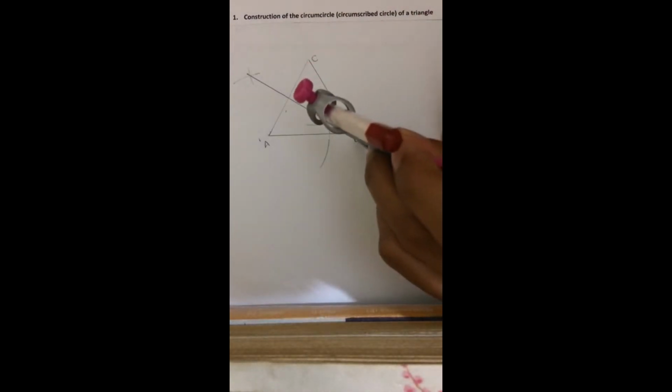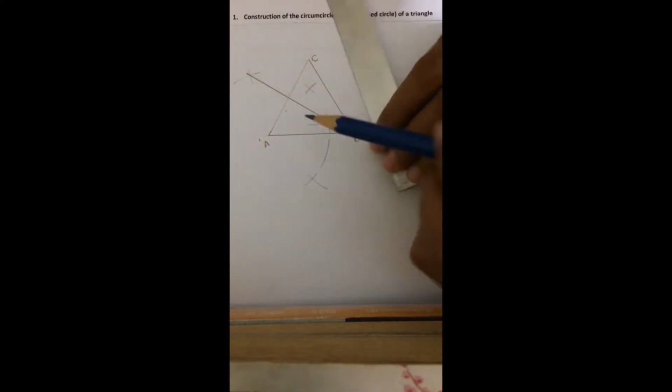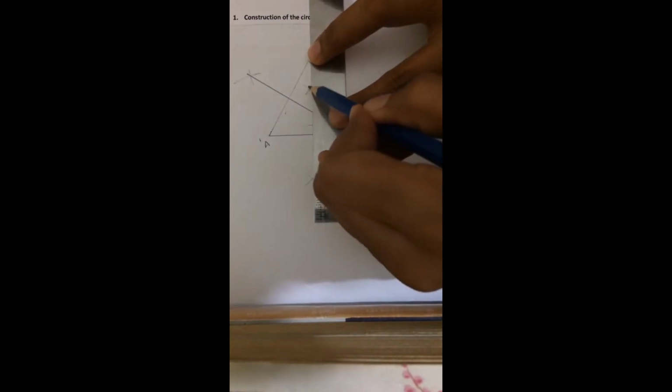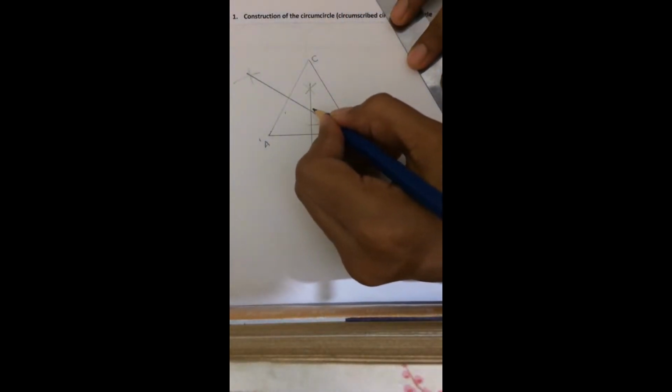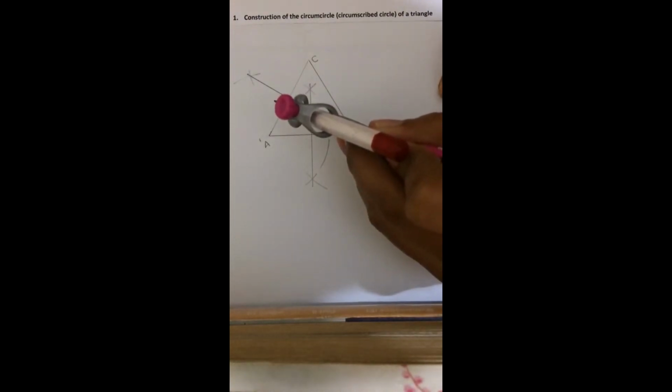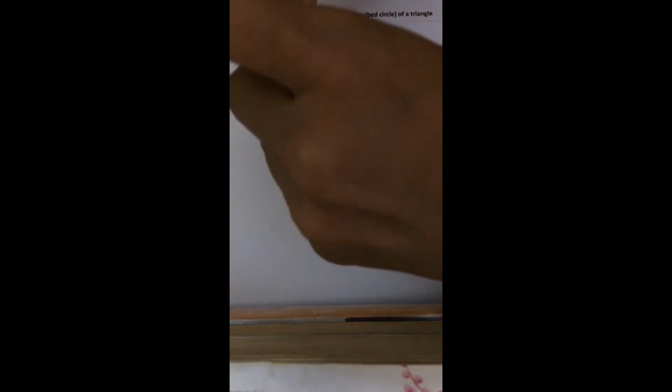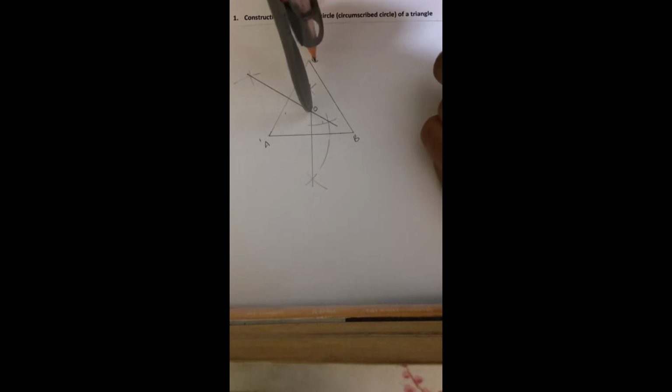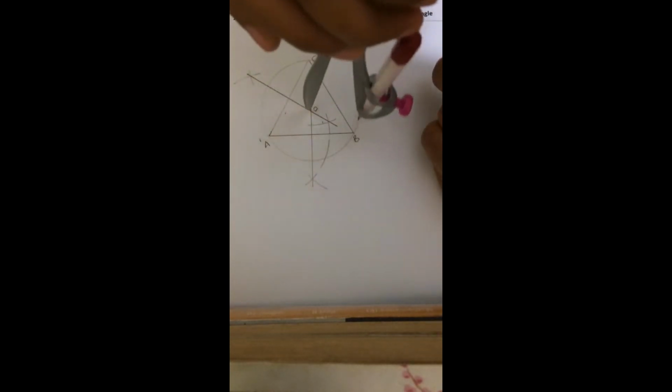Then I am going to select this side AB and construct the perpendicular bisector of the side AB. Name the intersecting point as O, and you can construct the circumcircle by taking the center as O, and you can take the radius of the circle as OC, OA or OB because they all are equal. Now you can construct the circumcircle of this triangle.